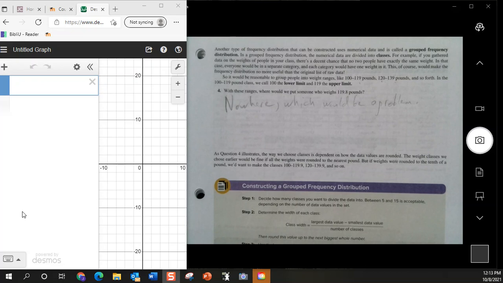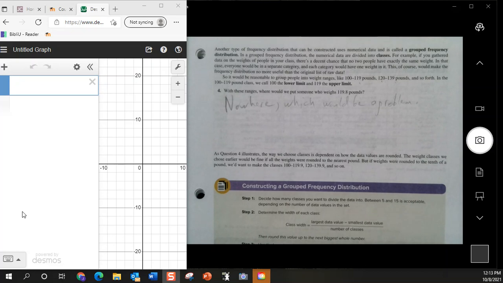Number 2, determine the width of the class. So you'll take the largest data value minus the smallest data value divided by the number of classes. Then round this value up to the next biggest whole number. So even if you ended up with 5.01, it still will go up to 6. So just to let you know what they mean by the rounding.